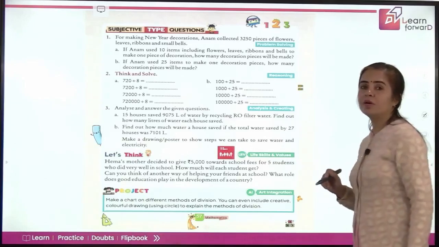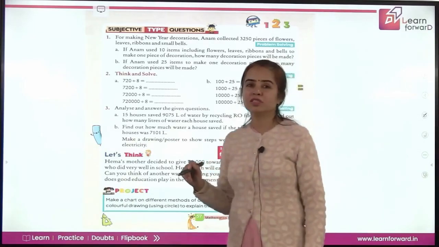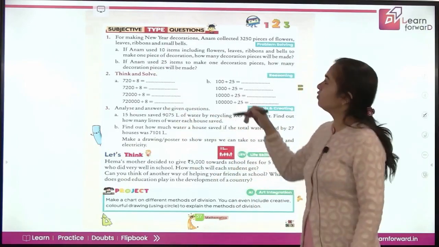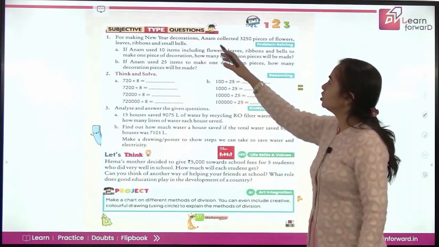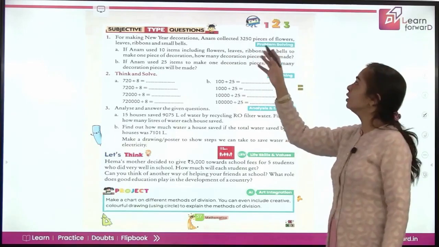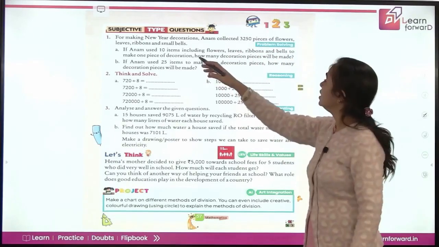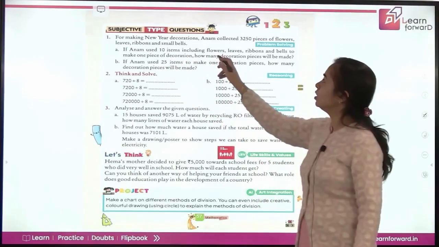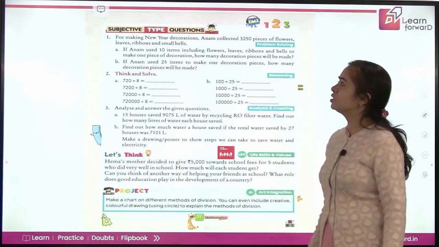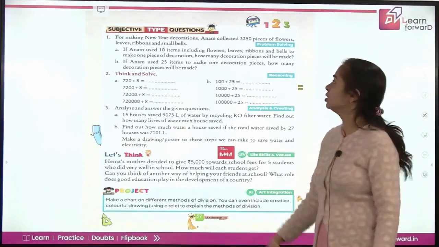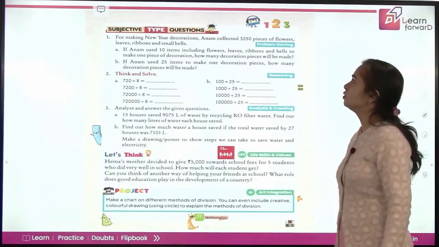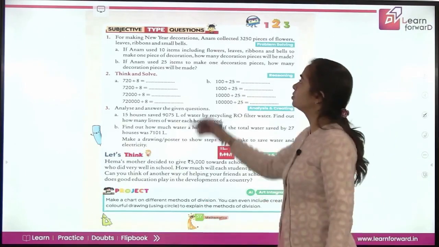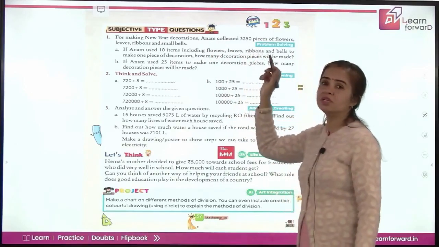So, see how properties help you in doing mental calculations in all the operations in mathematics. Now, here we have subjective type questions. For making New Year decorations, Anam collected 3250 pieces of flowers, leaves, ribbons and small bells. If Anam used 10 items including flowers, leaves, ribbons and bells to make one piece of decoration, how many decoration pieces will be made? So, for one decoration piece, he is using 10 items. That means how many such pieces will be made?